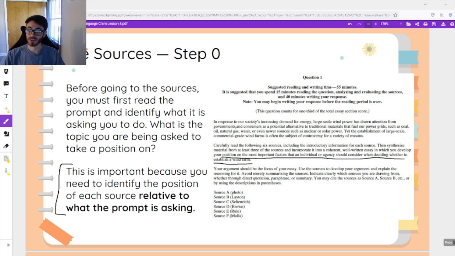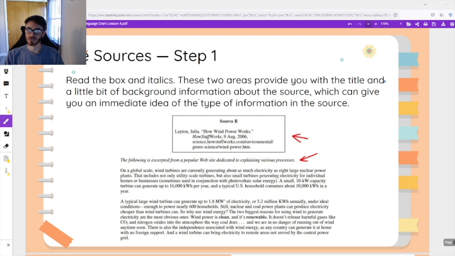So that's step 0, very important. Once you've done that, once you've figured out what the topic is that we're developing a position for, now we can start our 4-step process of identifying the main idea and position of each source. So step 1 is to read the box and the italics.